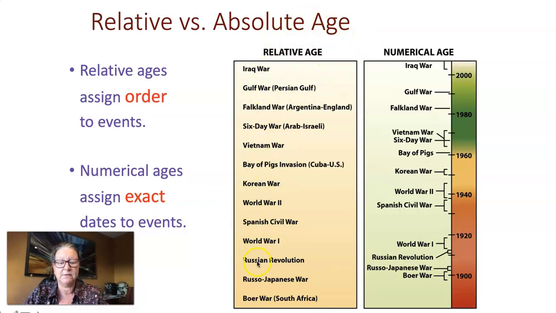So what's shown here is a similar kind of comparison. Here we have the relative ages of various wars, with the oldest war being on the bottom and the most recent on the top. And we don't know when they happened. We only know their relative order. On the right, however, these wars have been put on a timeline, so you can see exactly how much time was between them and when they each occurred.